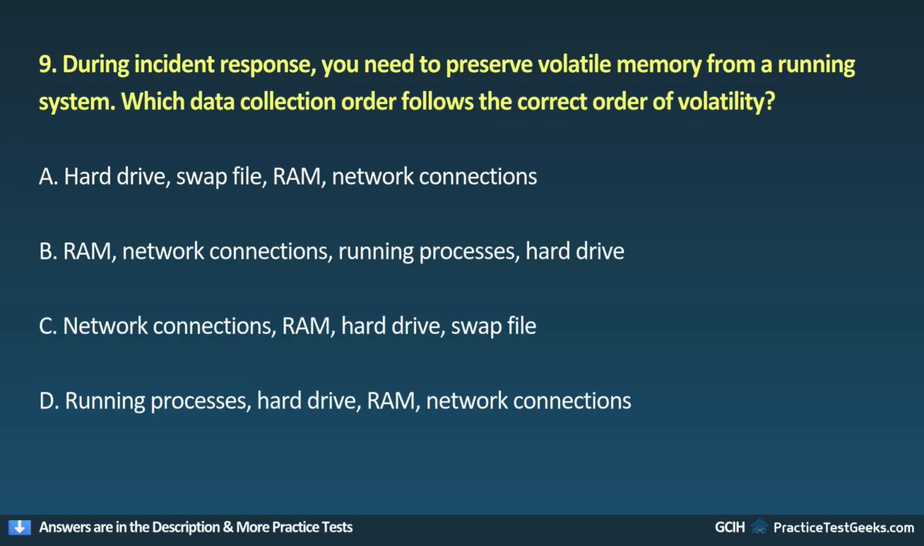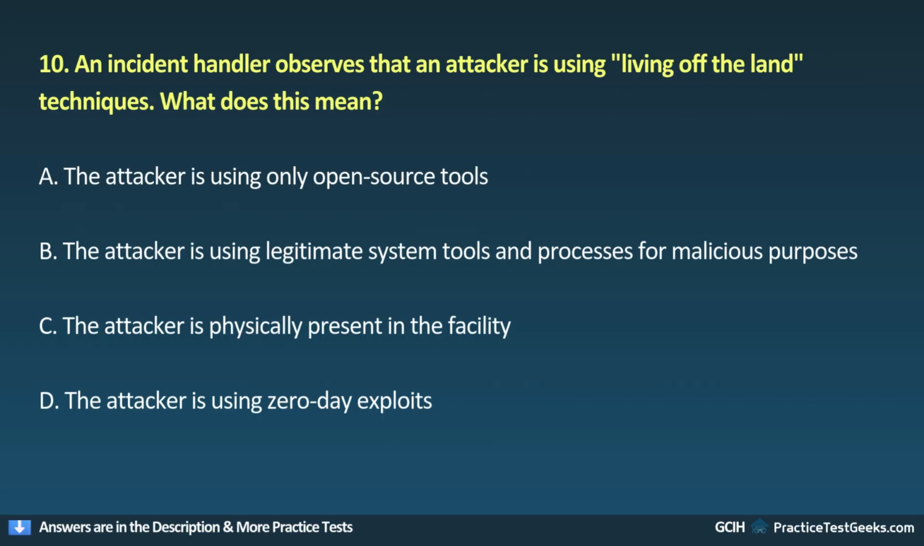A. Hard drive, swap file, RAM, network connections. B. RAM, network connections, running processes, hard drive. C. Network connections, RAM, hard drive, swap file. D. Running processes, hard drive, RAM, network connections. 10. An incident handler observes that an attacker is using living off the land techniques. What does this mean? A.